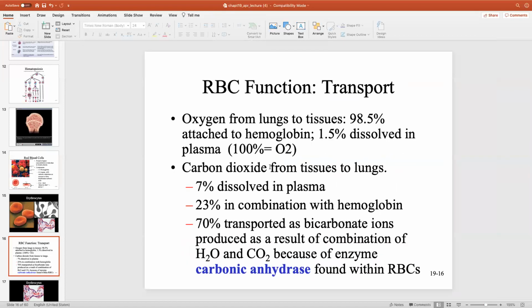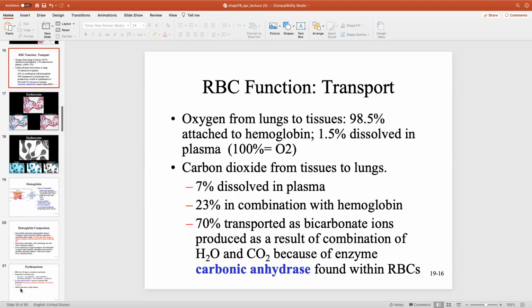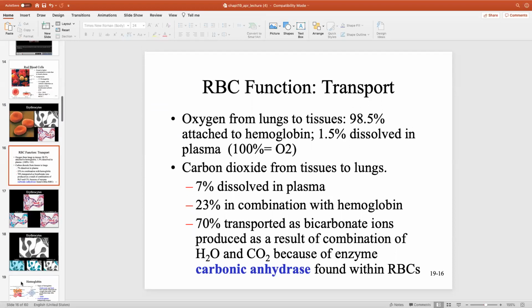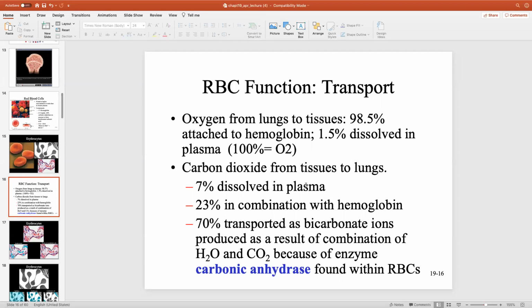Oxygen transport, let me go through this, erythrocytes, and then we'll stop in a second. All right, so in terms of oxygen transport, oxygen is transported from the lungs to the tissues. About 99% of all oxygen is going to be carried attached to hemoglobin. By the way, that 99%, when you do a pulse ox, you put a little pulse oximeter onto your finger. They're measuring this 99% oxygen that's carried as part of hemoglobin.